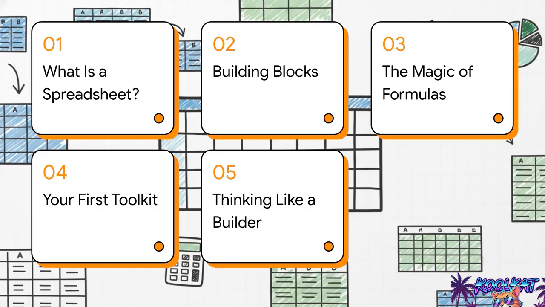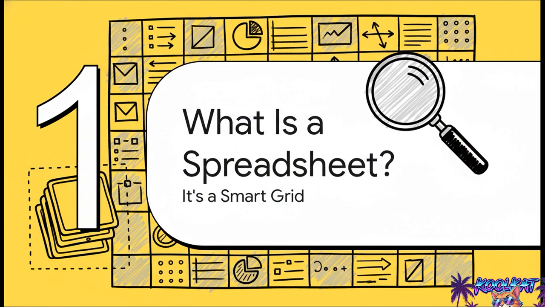So here's our game plan. We'll start with the absolute basics. Then we'll learn the core vocabulary. After that, and this is the fun part, we'll unlock the real magic of spreadsheets, formulas. I'll even give you a starter toolkit of functions you can use right away. And finally, we'll shift our thinking from just entering data to actually building smart systems. So let's get started.